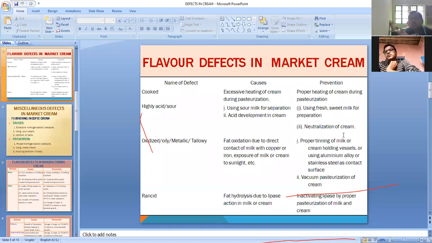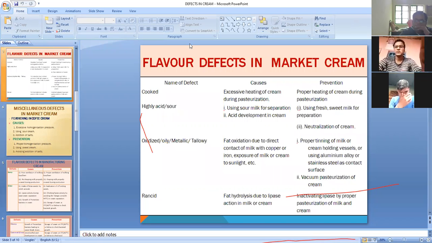You must use fresh cream for the preparation of butter or any other product. If there is an urgent need to use sour cream or high-acid cream, then you must go for replacement of the cream.